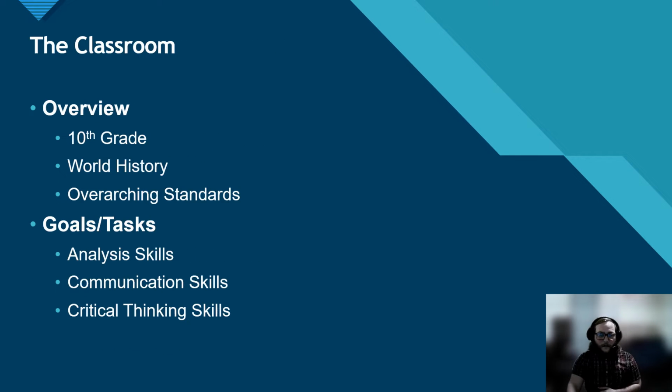Moving on, just a quick overview of my classroom. It is a world history course for 10th graders, so Jill is a sophomore. Some of the goals that I have for my class personally are analysis skills, making sure that the students are able to read text and effectively pull the information that they need for whatever reason. Communication skills, making sure the students know how to effectively and respectfully communicate with each other in order to solve differences or for research or to work together or whatever the means is.